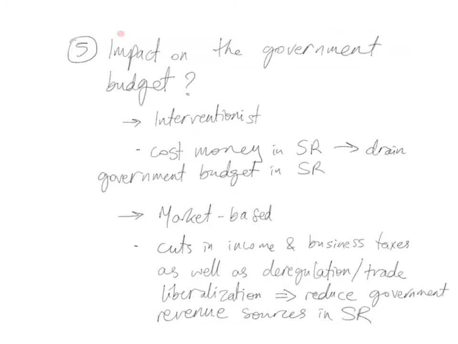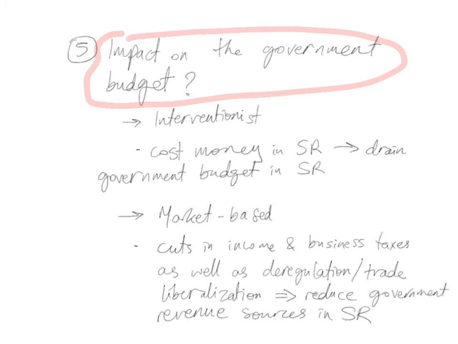What about the impact on the government budget? Interventionist supply-side policies cost a lot of money in the short run. They may drain the government budget in the short run, and that's one of the reasons why they can be politically unpopular if the government can't afford to run a budget deficit.